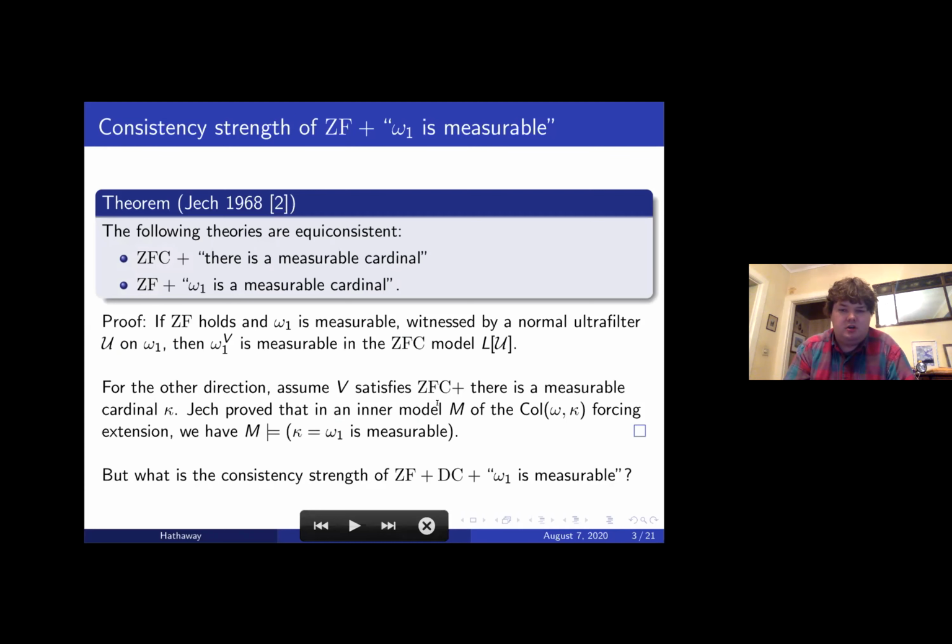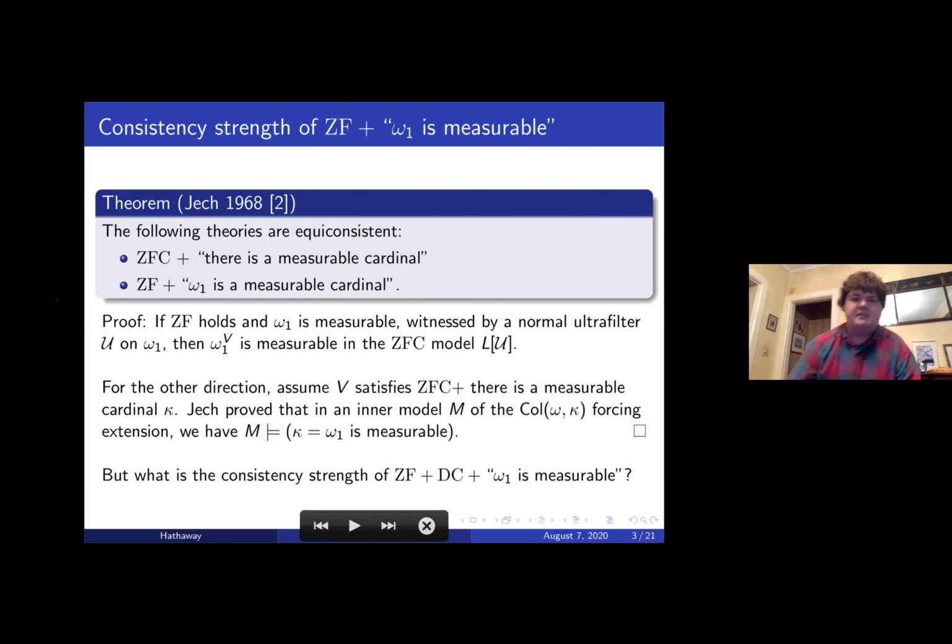The other direction uses symmetric submodels. Yek showed that if you have a model of ZFC plus a measurable cardinal, then there's an inner model of a forcing extension in which omega 1 is a measurable cardinal. And ZFC implies omega 1 is not measurable, so this model does not satisfy the axiom of choice. So ZF plus omega 1 is measurable is equiconsistent with ZFC plus a measurable cardinal, but something we're more interested in is what about when we add DC? That's what the next slide is about.